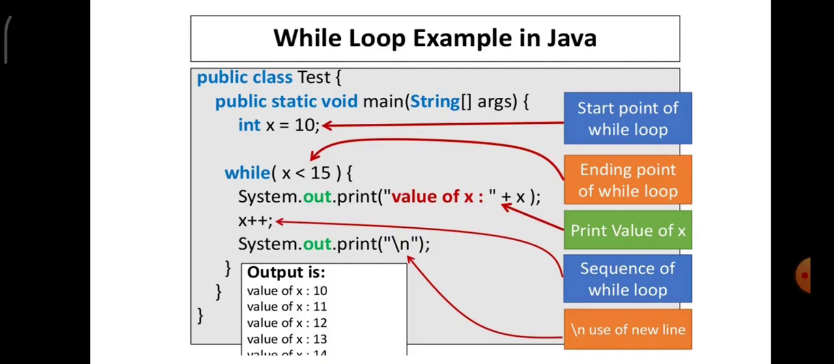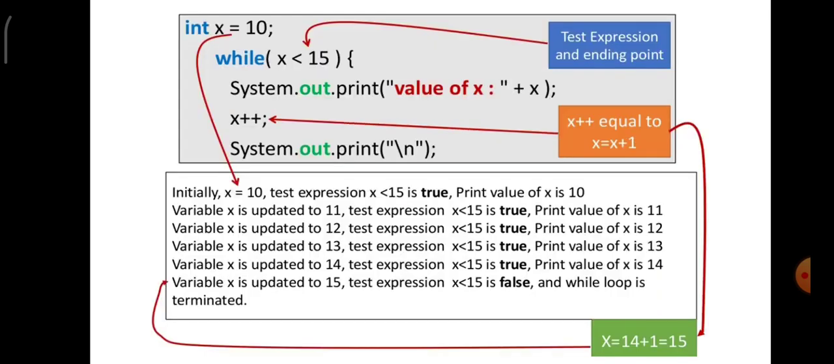Hope this is very clear to you. I have given it very clearly on the right hand side. What is the starting point? What is the ending point? What is the sequence? What it is going to print and how the new line is going to be printed. If the new line is not given, it will print in one single line, which is very confusing. Since we need one below the other, that System.out.print with backslash n is nothing but new line. New line is printed soon after you print each value.